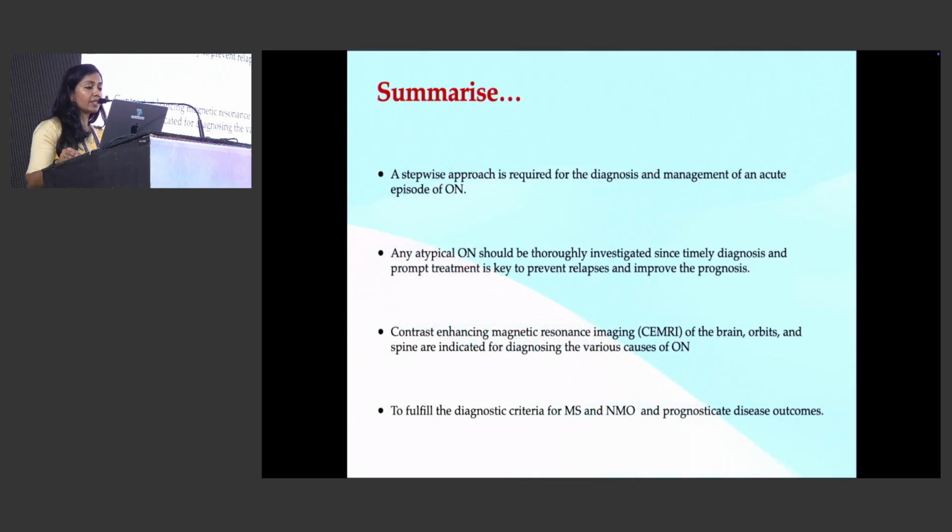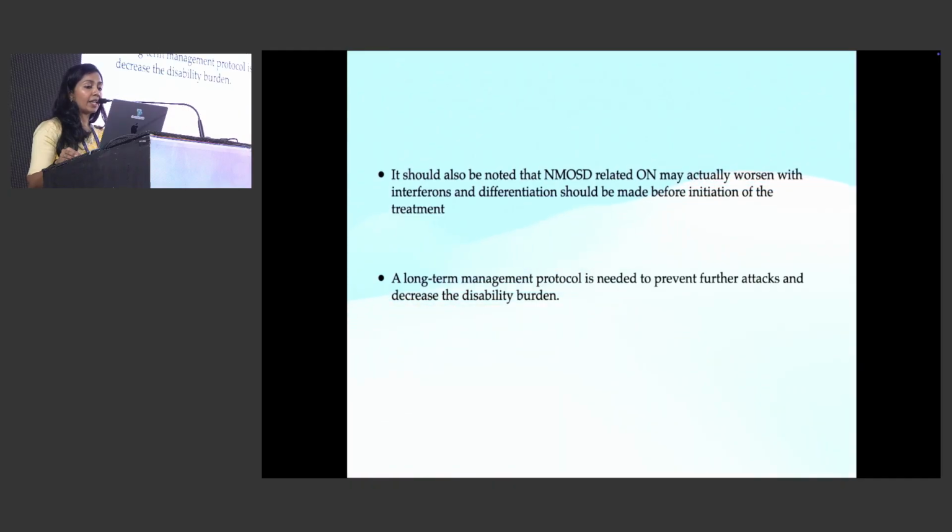To summarize, a stepwise approach is required for the diagnosis and management of acute episode of optic neuritis. Any atypical neuritis should be thoroughly investigated since the diagnosis and prompt treatment is key to prevent relapses. Contrast MRI of the brain, orbits, and spine are indicated for diagnosing various causes. And it should be noted that NMO-related optic neuritis may actually worsen with interferons, and differentiation should be made before initiation of treatment. A long-term treatment protocol is needed to prevent further attacks and decrease the disability burden.